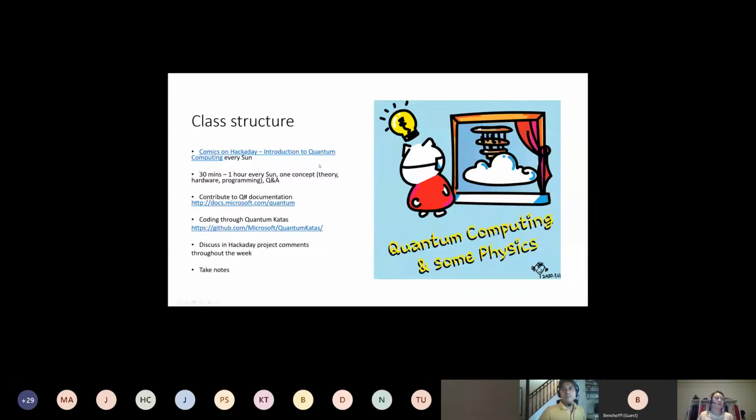Every Sunday we meet for 30 minutes to 1 hour. Usually I try to keep it within 30 minutes to discuss a concept, and then we can answer some questions and do some discussions after that. We also use the Q-Sharp documentation on the Microsoft documentation website and the quantum katas for our coding exercises.